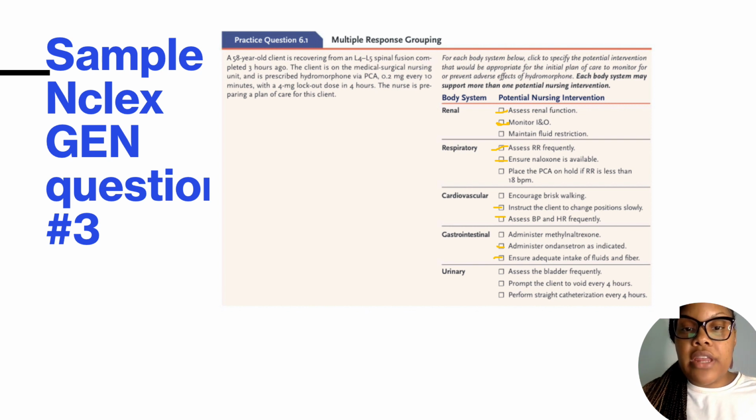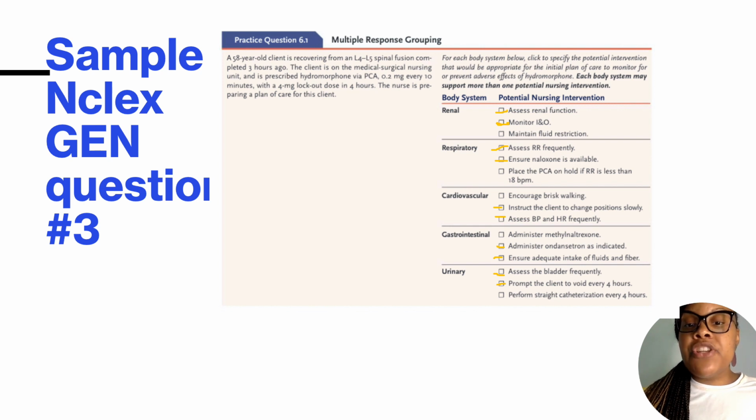Now on to our urinary. So would you want to assess the bladder frequently? We can. And do you want to prompt the client to void every 4 hours? Yes, we can as well. Would you perform a straight catheterization every 4 hours? No, we won't. So after we assess the bladder frequently, why? As we mentioned earlier, it can cause urinary retention, so we're going to assess their bladder, and we want to prompt them to go to the bathroom. We want to start bladder training, right? Getting them on the schedule. Hey, go to the bathroom every 4 hours to try to empty out your bladder.